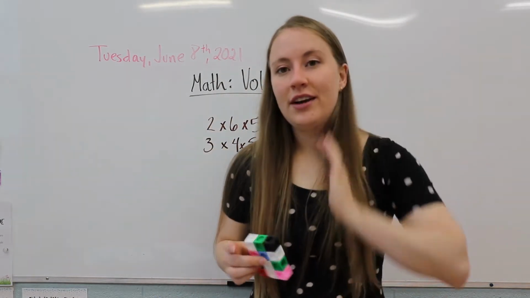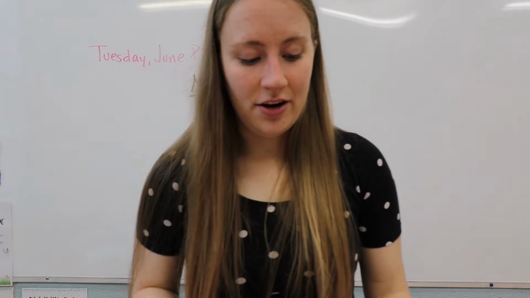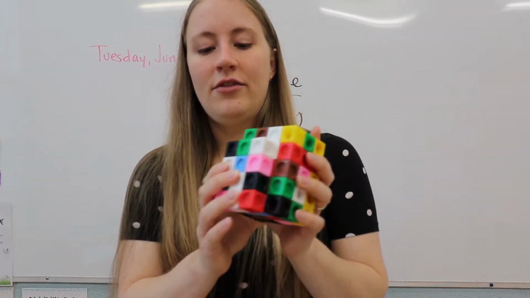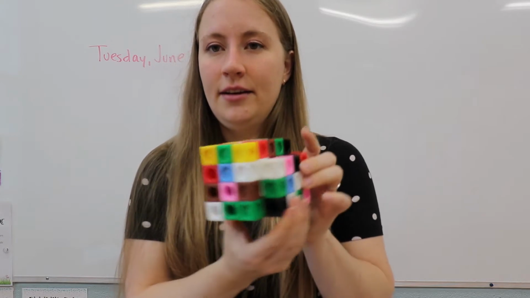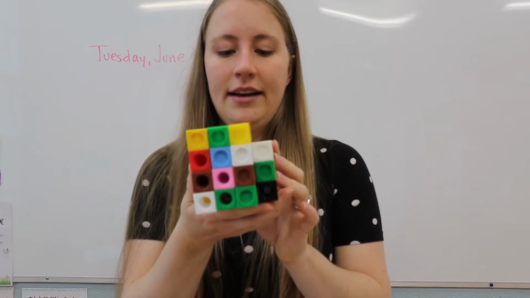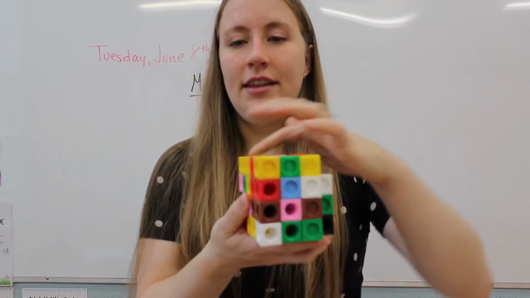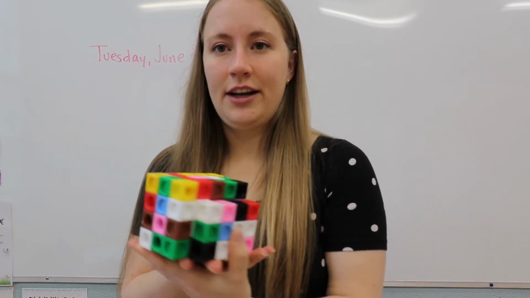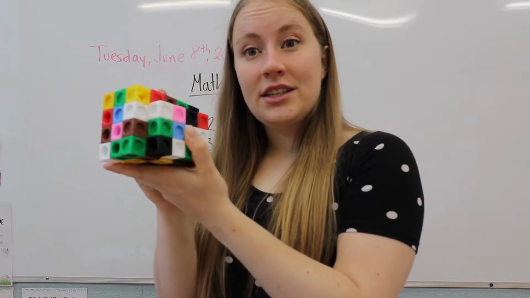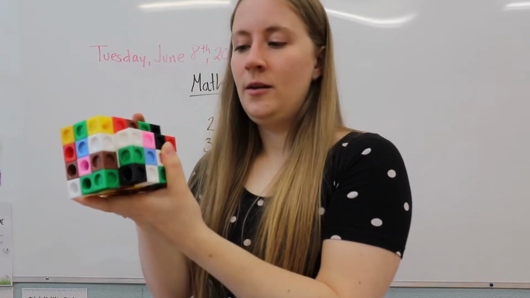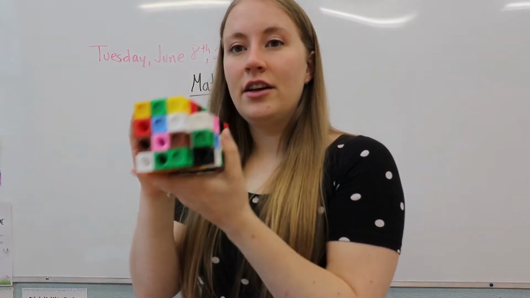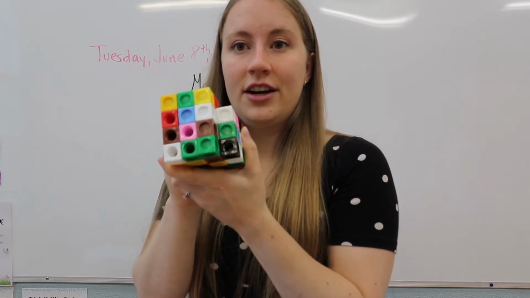Okay, but what if we have shapes that are not perfect, right? What if we stuck these two together so that we had this 4 by 3 and this 5 by 4 by 3? We would want to add them together and still use our volume formula to find the total volume of this cuboid, okay? So let's look at that together in the textbook.